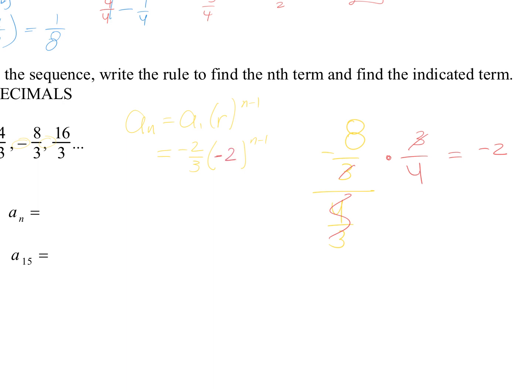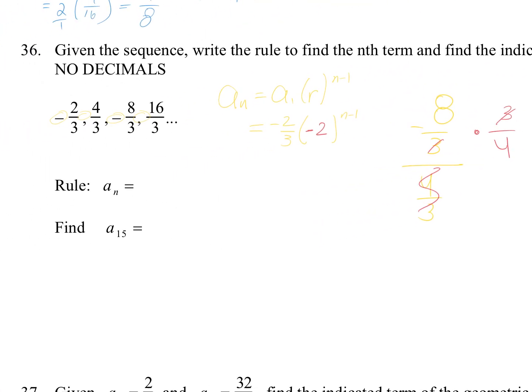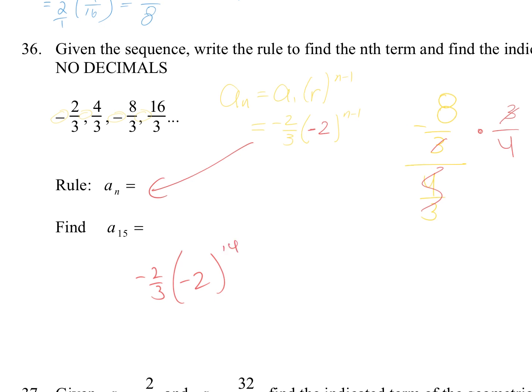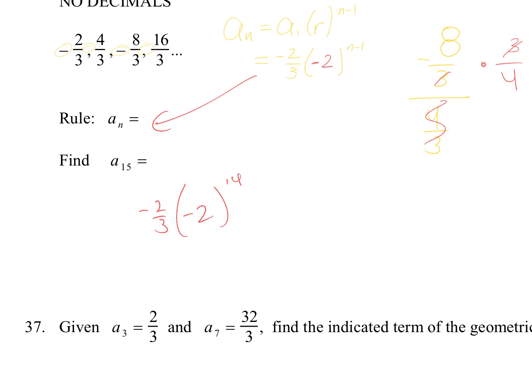And then how would you find the 15th? You plug in 15. So it'd be negative 2 over 3 times negative 2 to the what power? 14, right? Because it's 15 minus 1. So first, guys, what's negative 2 to the 14th power?